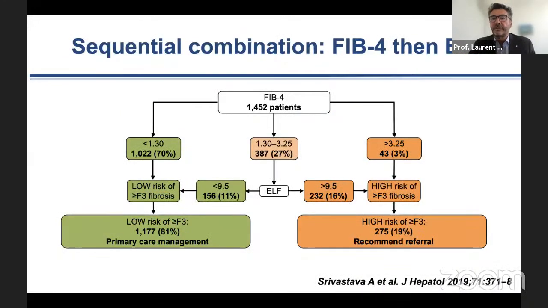Finally, sequential combination, FIB4 and ELF. This has been tried in primary care in the UK, the so-called Camden-Ellington algorithm. 1,452 patients underwent FIB4 first, and in the patients in the intermediate stage, ELF was performed, and this allowed patients to be redirected to the low risk of fibrosis. In the end, you have around 80% of patients with low risk of advanced fibrosis that can be managed in primary care. On the other end, for the other 20%, referral is recommended. I just have to note there was no liver biopsy, or very few, in this study.